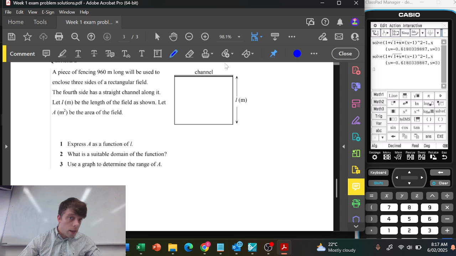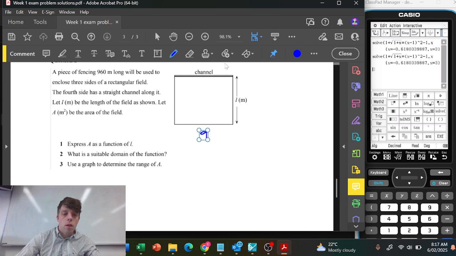So whenever you have a question like this, it's like a modeling question, it might be useful to just list out the information that you know and see if you can do anything with that. So let's just go line by line into this question. So the first sentence says, a piece of fencing is 960 meters long. It's used to enclose 3 sides of the rectangular field. What does this look like if we were to put it into equation form?